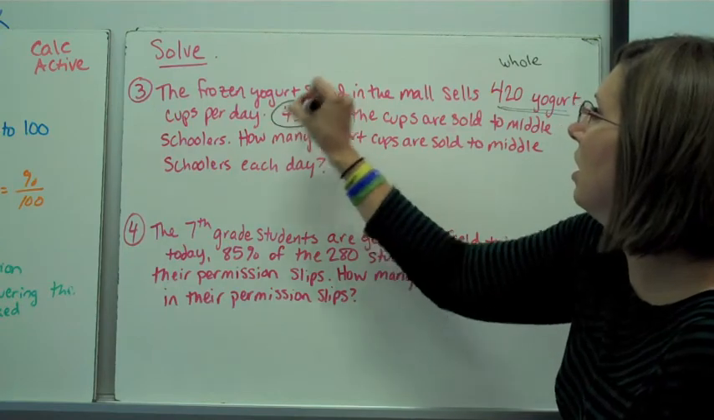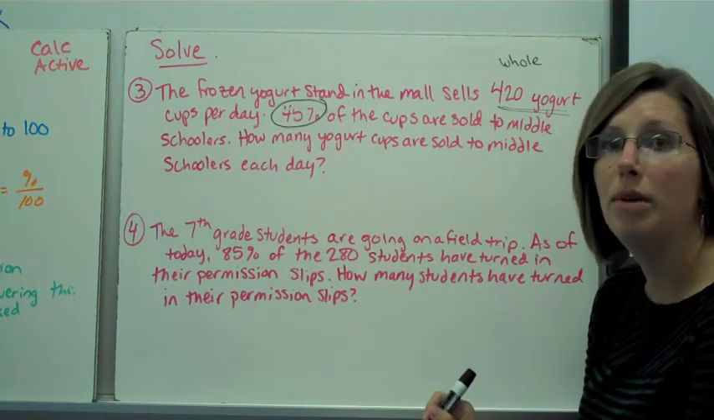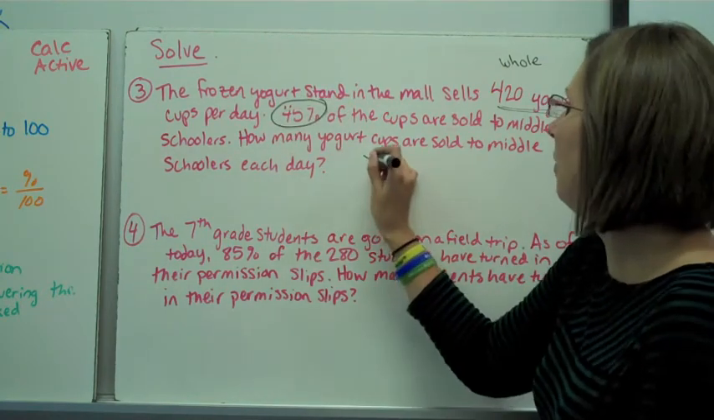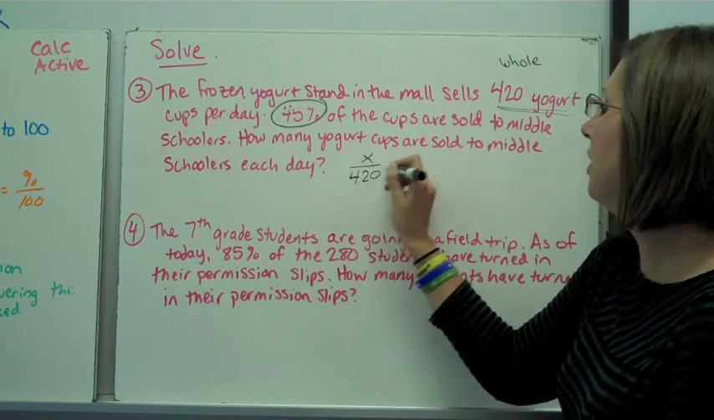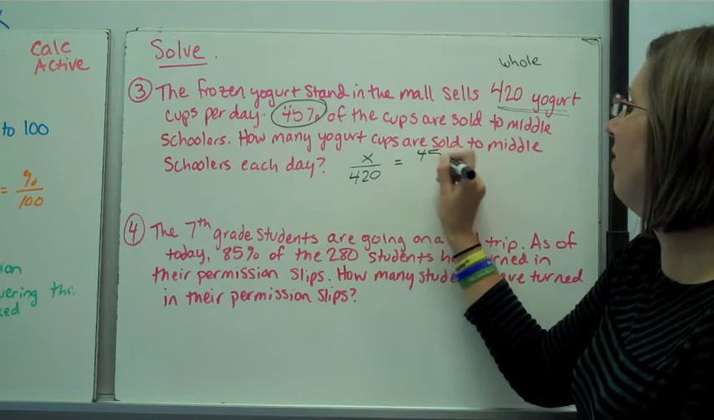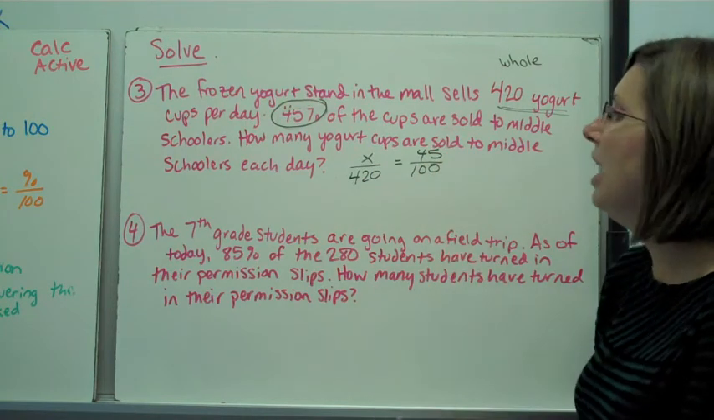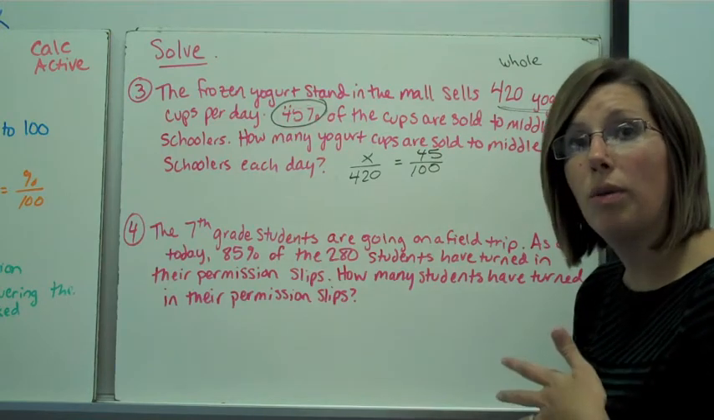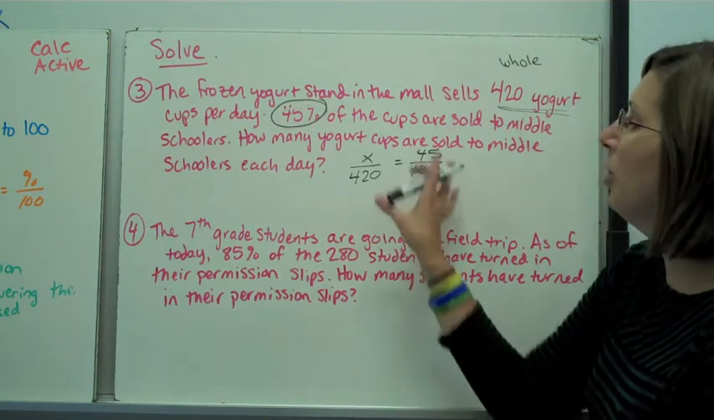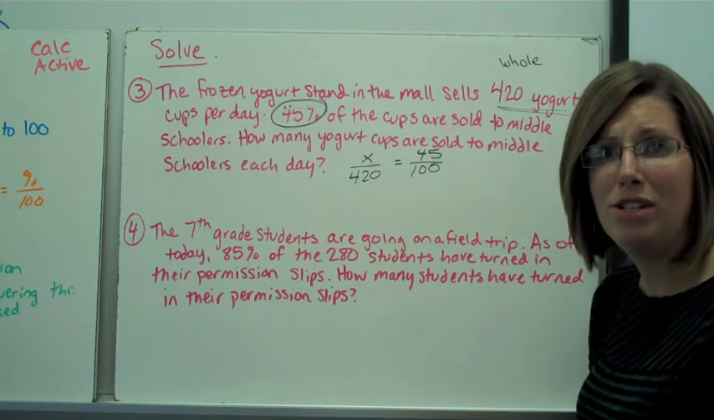45% of the cups are sold to middle schoolers. That's what I want to know. I want to know the part out of the whole thing. I know that's set equal to 45 over 100. Now here's another thing. I said that sometimes equations are more straightforward to use than proportions. Let's try to write an equation for this one.